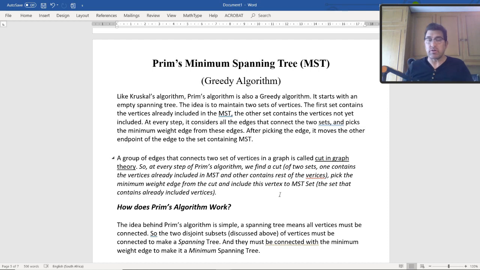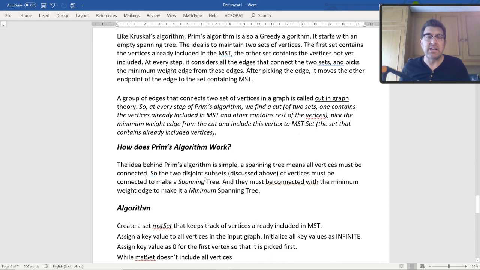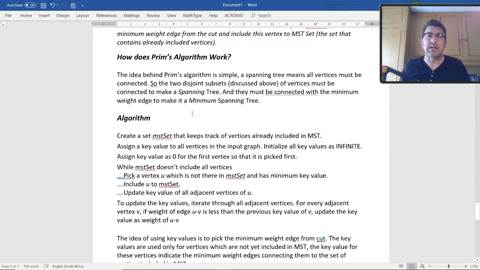Okay, how does it work? Well, the idea behind Prim's algorithm is simple. It's a spanning tree. That means that all vertices have to be connected. So the two disjoint subsets of vertices discussed above must be connected to make a spanning tree. And they must be connected with a minimum weight edge to make it a minimum spanning tree.